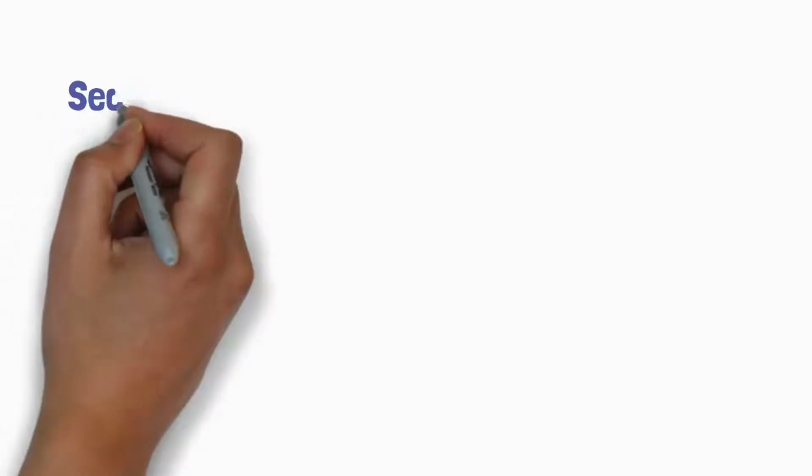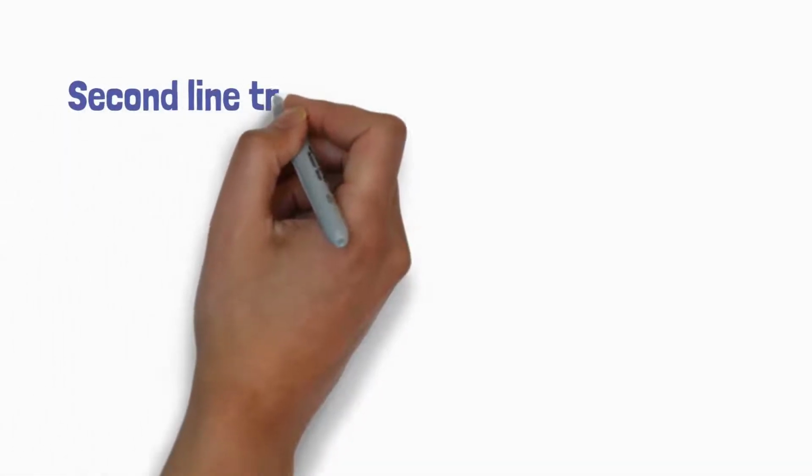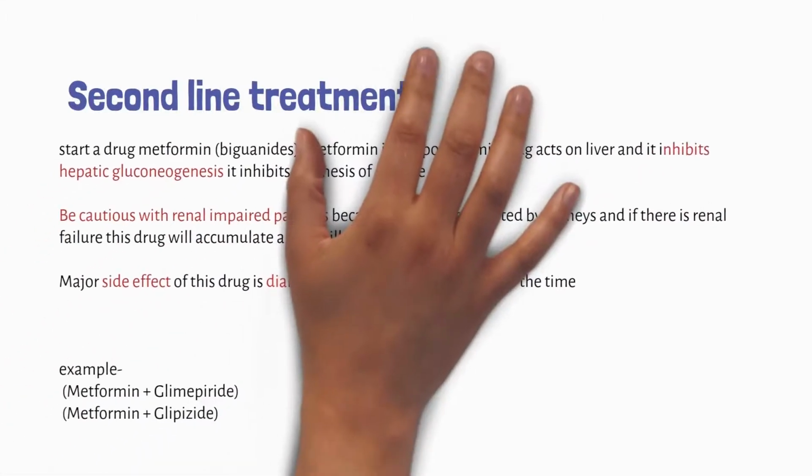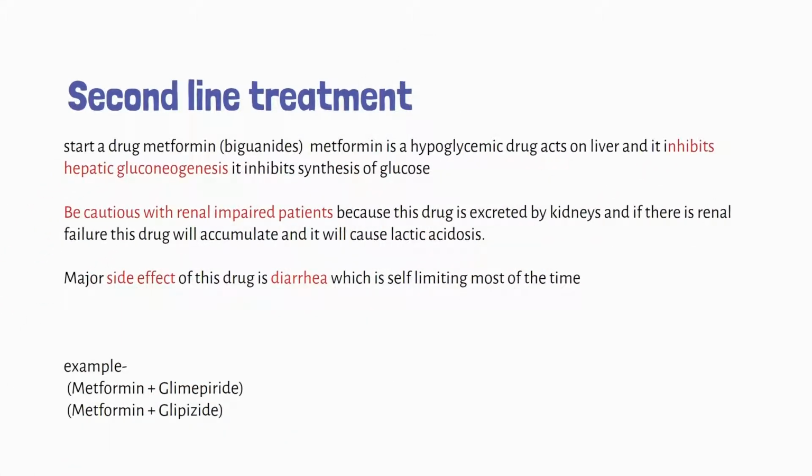If it's between 6.5 to 7, then continue with first line, and if it is more than 7, then go to second line treatment. Start a drug, metformin. It acts on the liver and it inhibits hepatic gluconeogenesis. It inhibits synthesis of glucose.